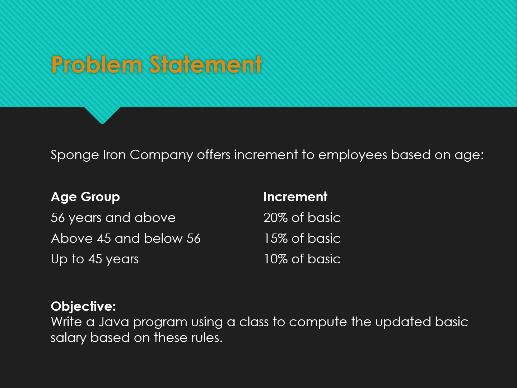Our task is to write a Java program using a class to read employee details like name, basic salary, and age, then apply the appropriate increment and display the updated basic salary. This is a great example of applying real-life business rules in a Java application.